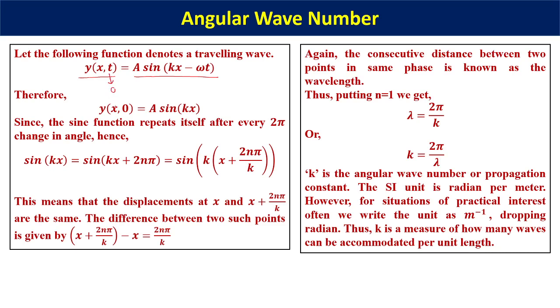That means I'm talking about the initial time. In that case, y of x,0 remains as A sine of kx, because omega t goes to 0 as t becomes 0. So only this much is retained. Now since the sine function repeats itself after every twice pi change in angle, I can write sine of kx as sine of kx plus twice n pi.